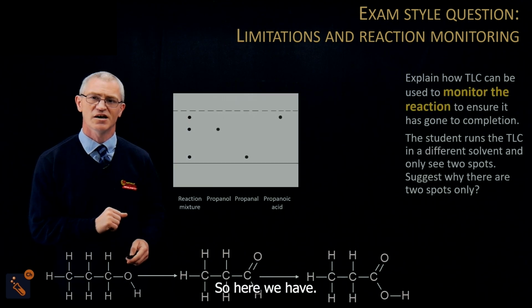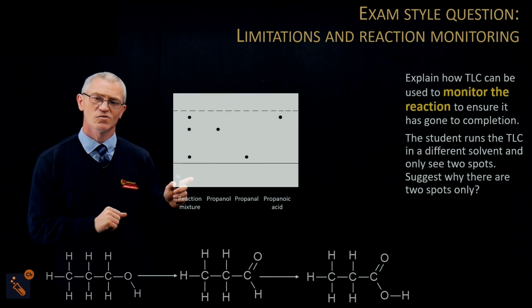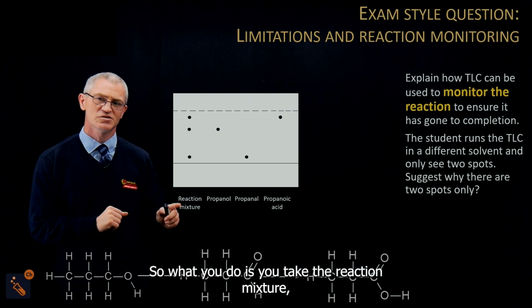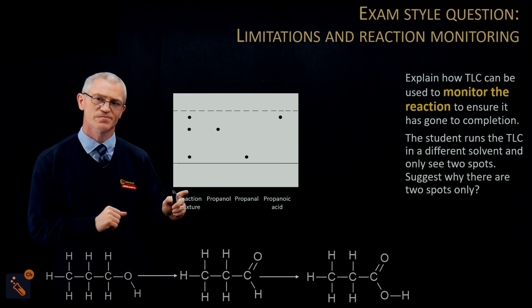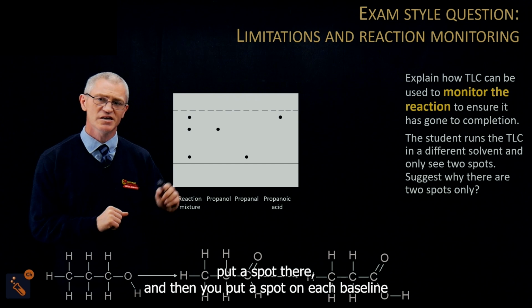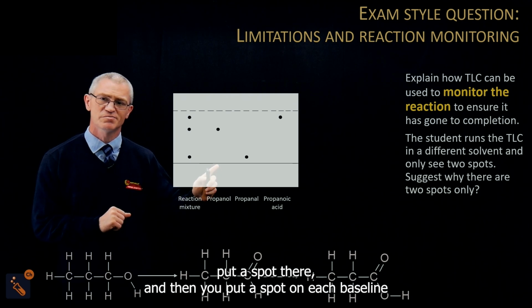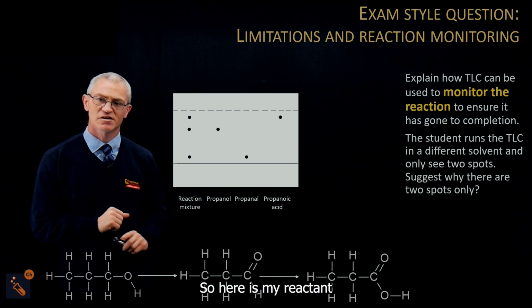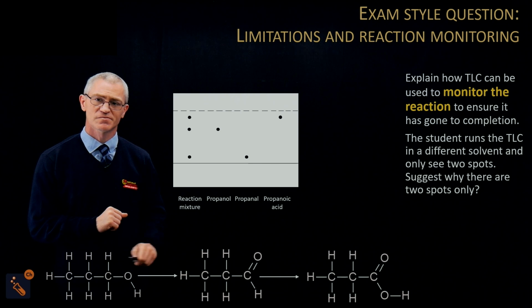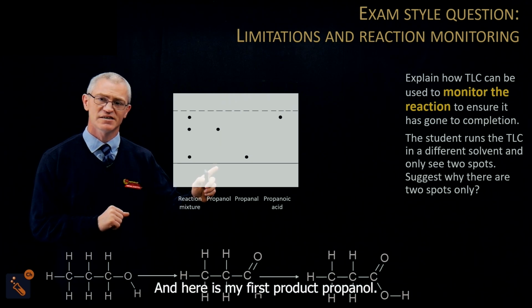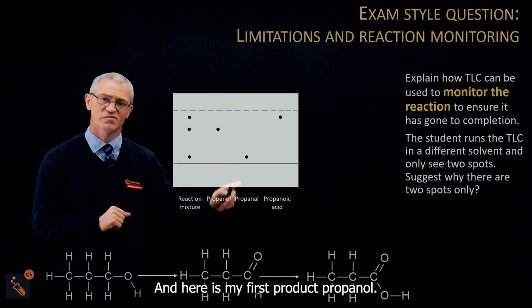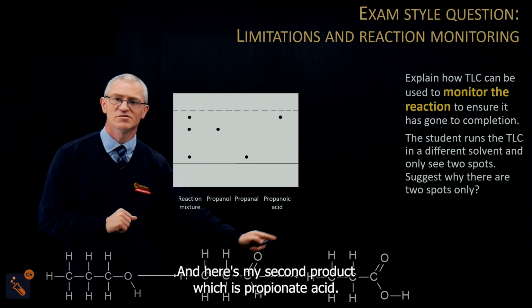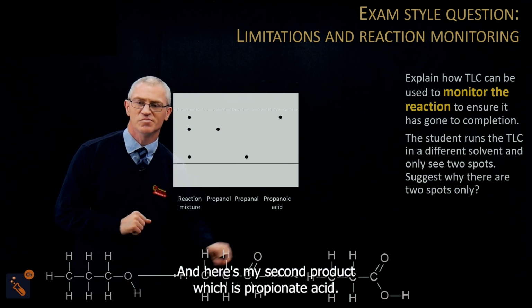So here we have, this is how you do it. What you do is you take the reaction mixture, put a spot there, and then you put a spot on each baseline of your reactants and your product. So here is my reactant, and here is my first product, propanol, and here is my second product, which is propanoic acid.